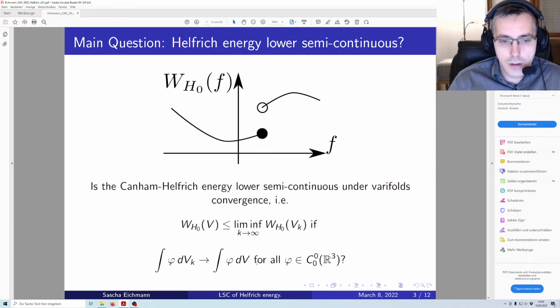As a reminder, this is the definition of measure convergence. You integrate a test function phi, which is continuous with compact support, over your Radon measure Vk, and this should converge to the limit.